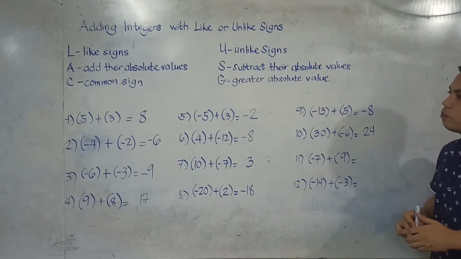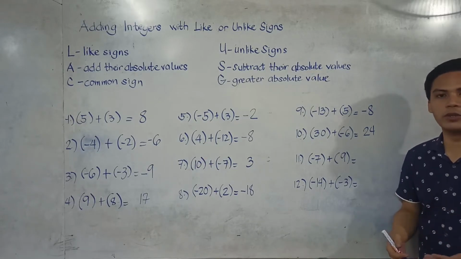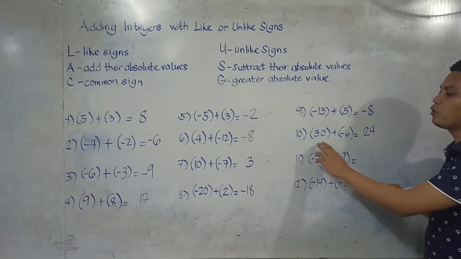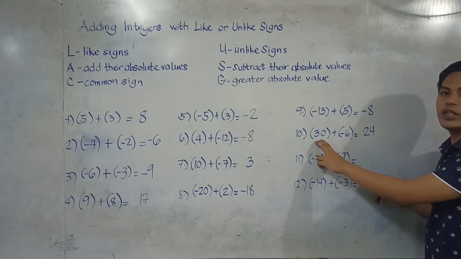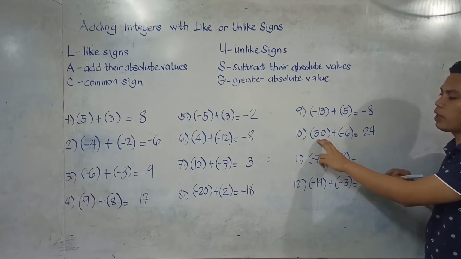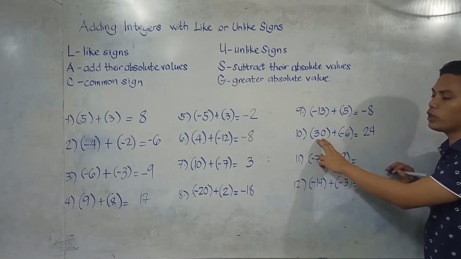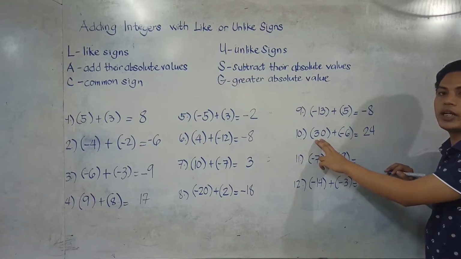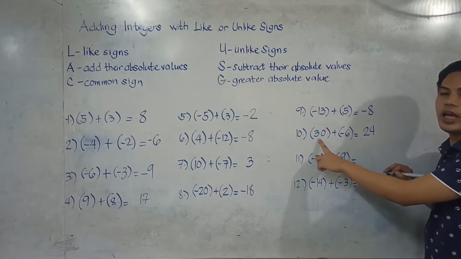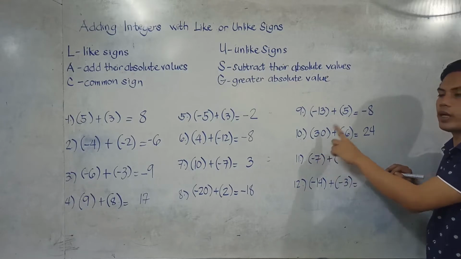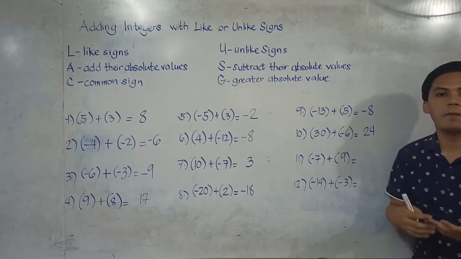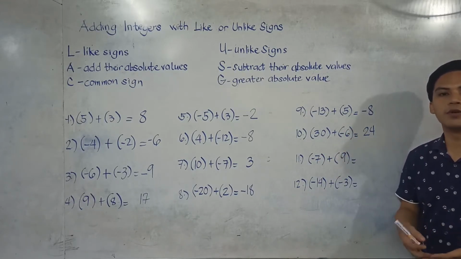Sino ang may mas malaking absolute value? So, ang may malaking absolute value is si 30. So, since si 30 ang mas may malaking absolute value, susundin natin at kukopyahin natin ang kanyang sign. Ano ang sign ni 30? Ang sign niya ay positive. Kaya, ang final answer natin would be positive 24.